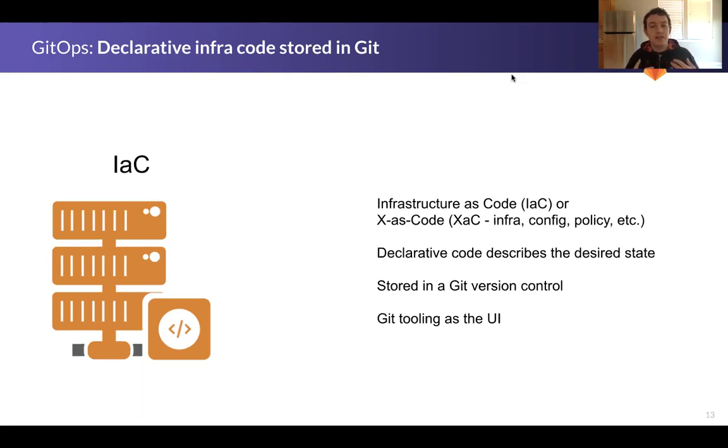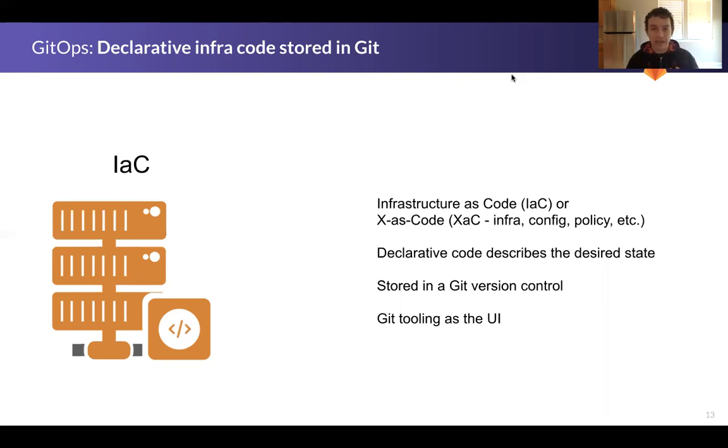Of course, we want to store this in Git version control. There's a lot of power in using version control, in the same way that storing application code in version control is a big step forward. So too, storing our infrastructure code and our operations code inside of Git gives us all the power and advantages of version control. And what we get for free when we do this is all of our Git tooling as the user interface.